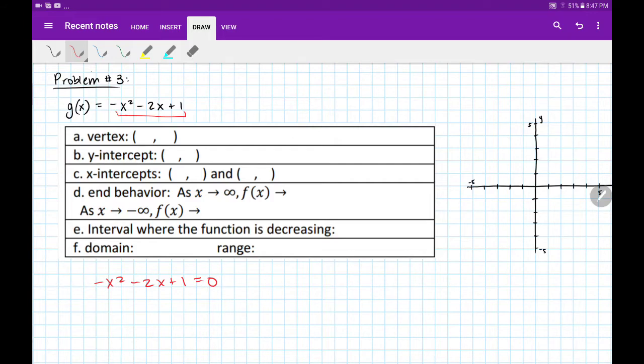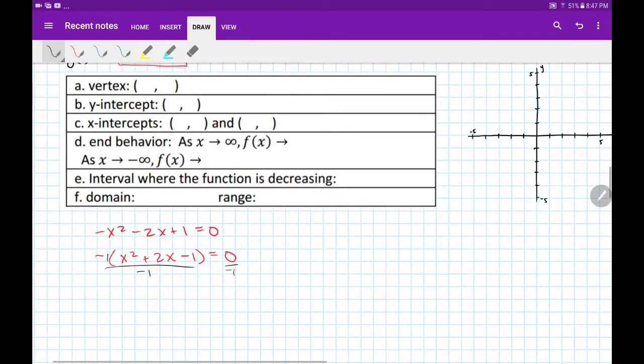Equal to 0. So the first thing I'm going to do is factor out a negative. I'm going to pull out a -1 from all three terms, which really just means I've got to flip all my signs. Because if I were to distribute it back in, I get -x² minus 2x plus 1. So that's why we're flipping the signs anytime we factor out a negative. Now I'm just going to divide both sides by -1. And you'll notice that this disappears, and I have x² plus 2x minus 1 equals 0, because 0 divided by -1 is just 0.